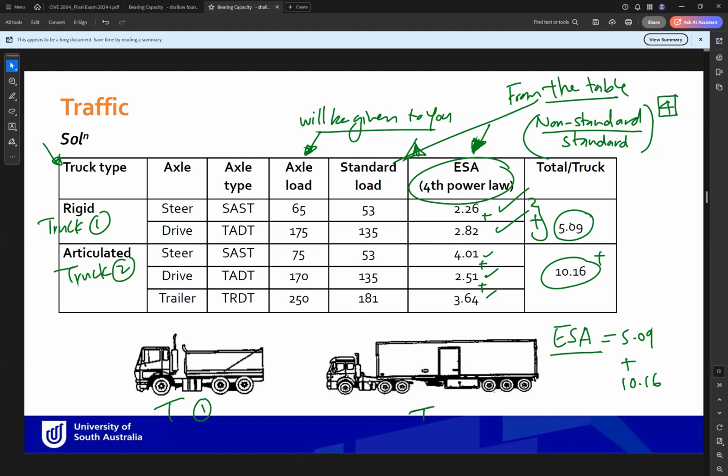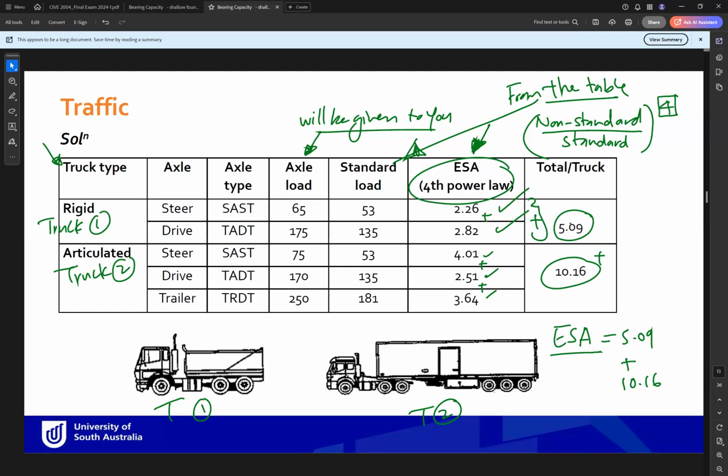So the non-standard, where's that? We've got the standard load which comes from the table. Where did you get the non-standard? Non-standard is the actual load? Yeah, because some trucks are not standard, for example, if they carry more than the original design, or if they make any modification, so it might be non-standard.